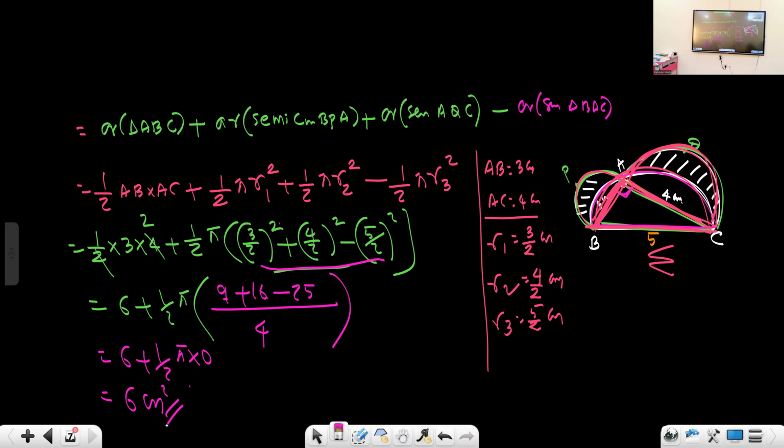All of you wrote? Figure number 7, question number 13. A similar question we did in the class, but your values are different. How to draw the diagram, I'll explain. Without reading the question, don't draw the diagram. ABC is a right angle triangle. Angle B is given, AB is given, BC is given.